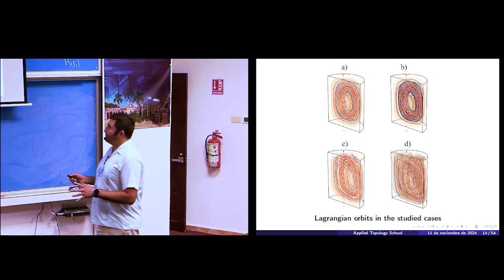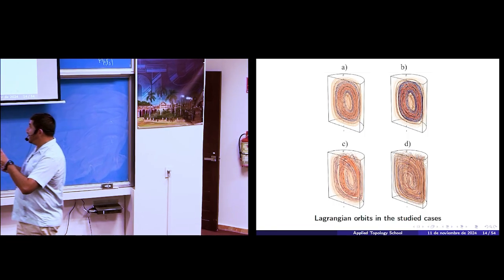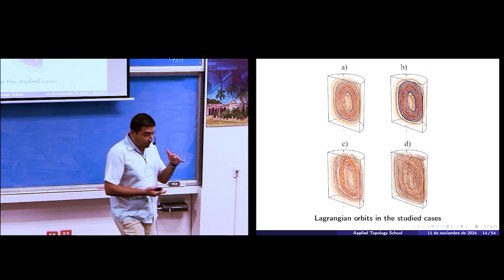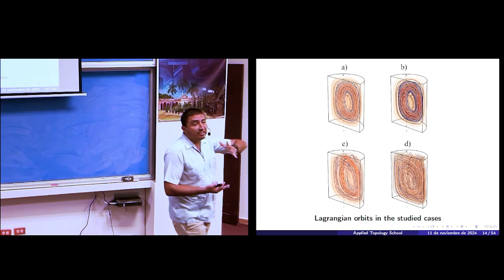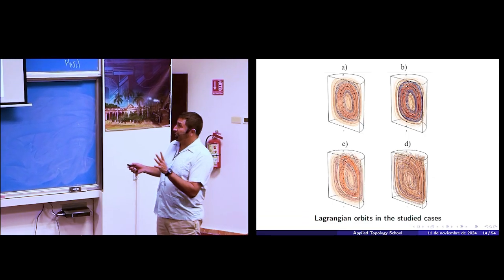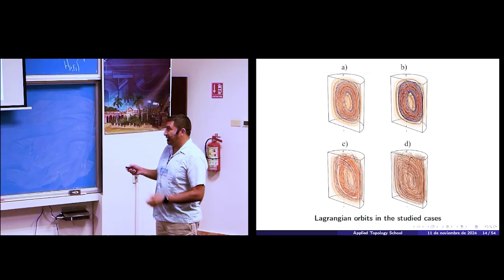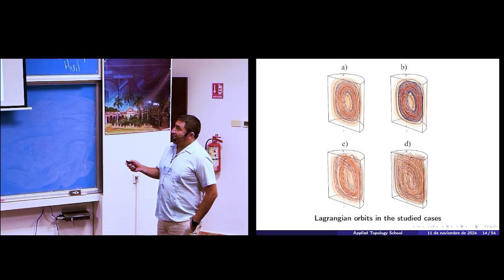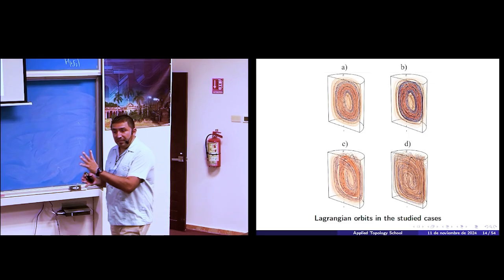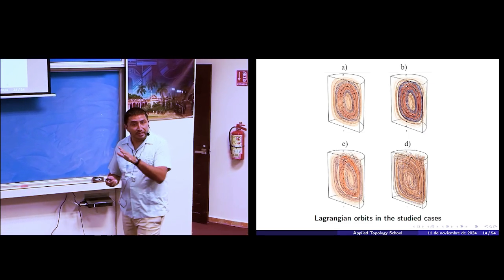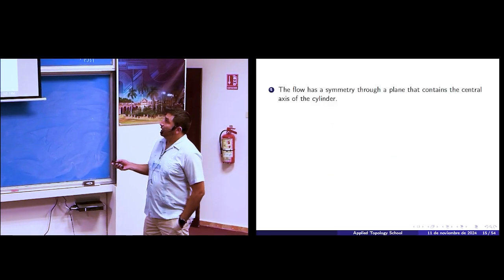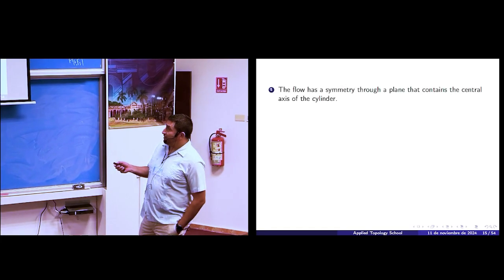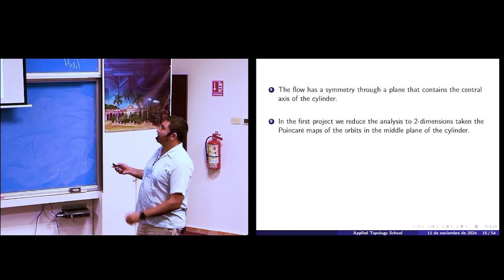Okay, we have here the 4 cases, but let me mention that there is a symmetry in the cylinder. There is a symmetry in a plane that contains the axis of the cylinder, and that's the reason why we only show half of the cylinder. The flow has a symmetry.